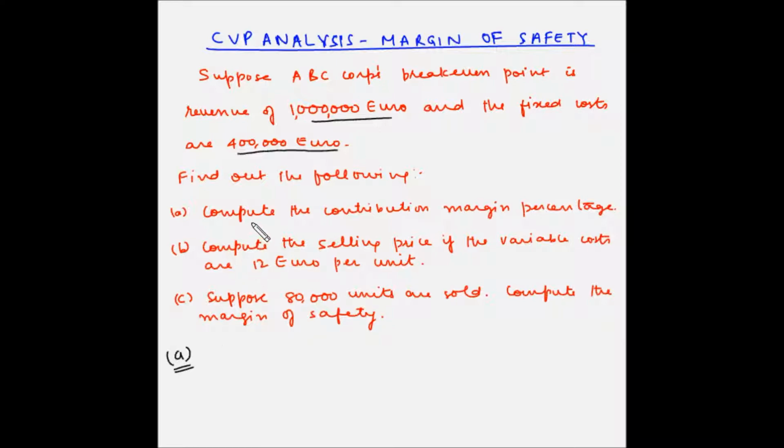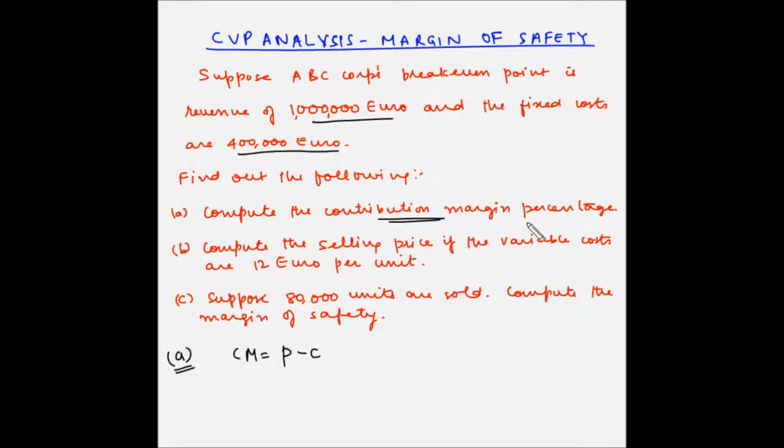So we are being asked to find out the contribution margin percentage. Now what is contribution margin? Contribution margin is nothing but the difference between the selling price and the variable cost, which initially goes towards the recovery of the fixed cost, and once the entire fixed costs have been recovered, then this contribution margin contributes towards profits for the company. So contribution margin is the difference between the unit selling price and the unit variable cost.